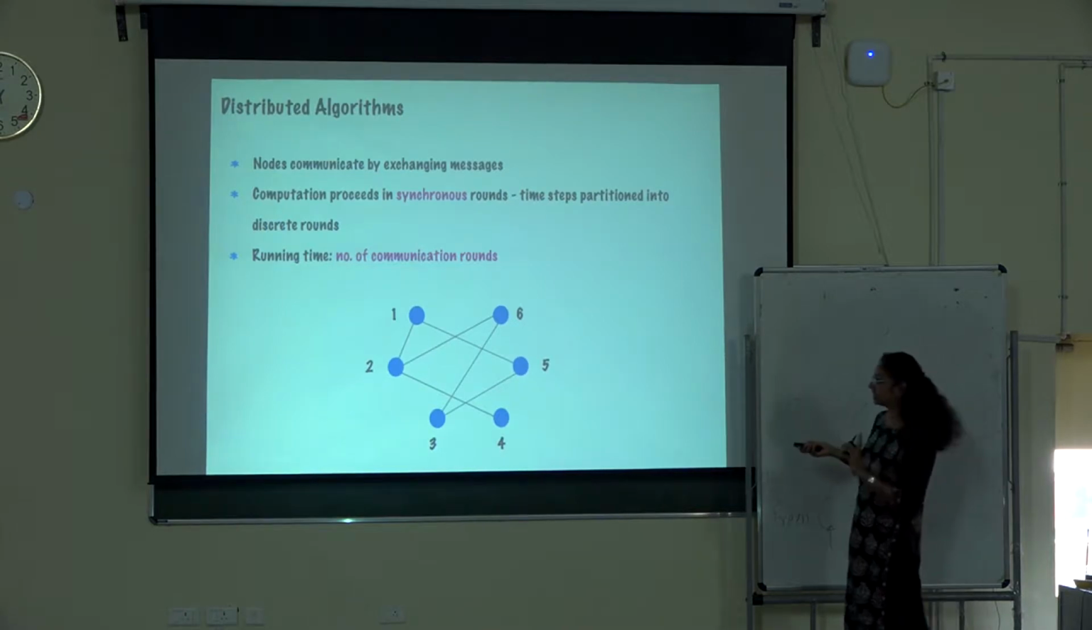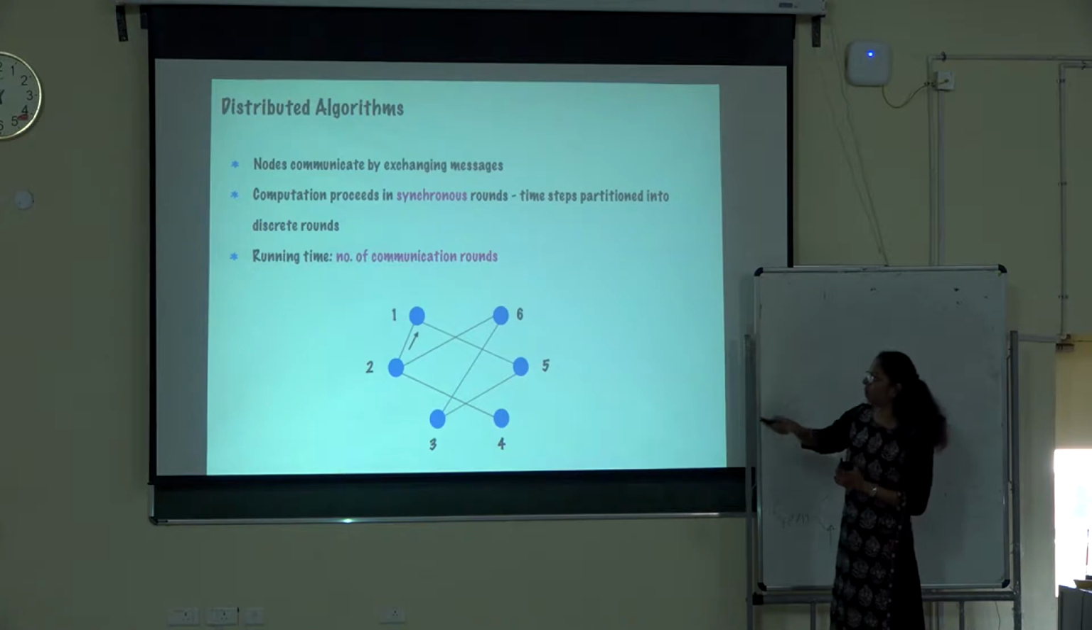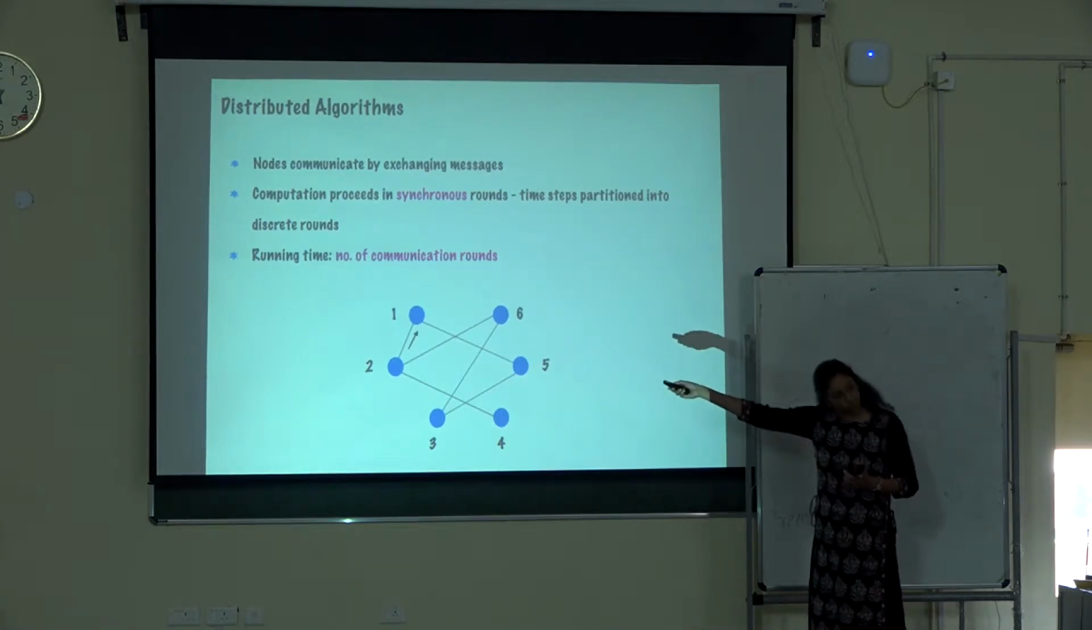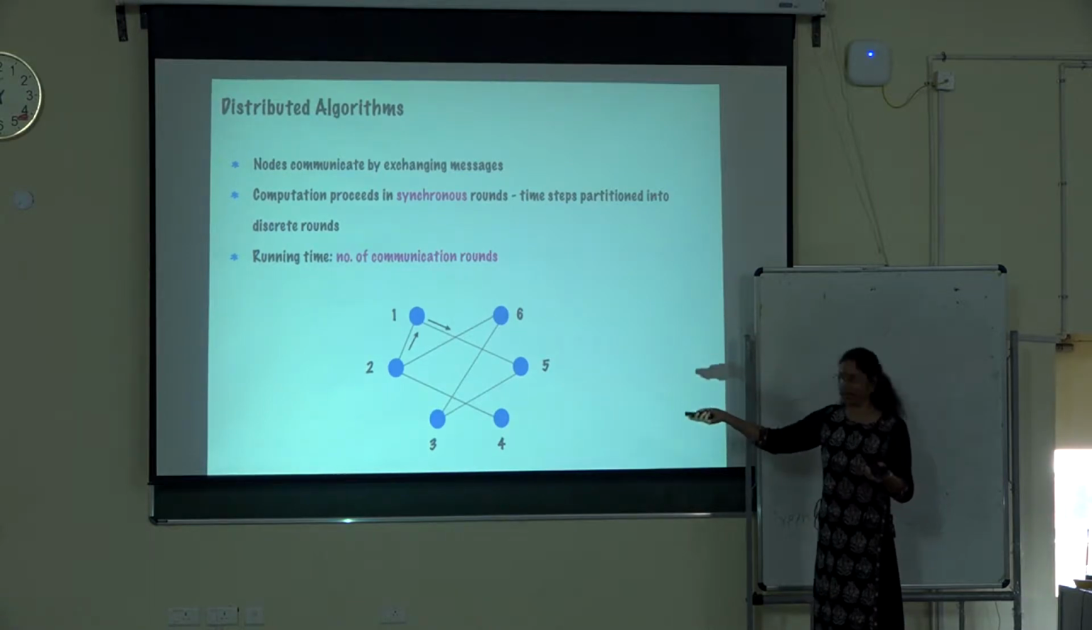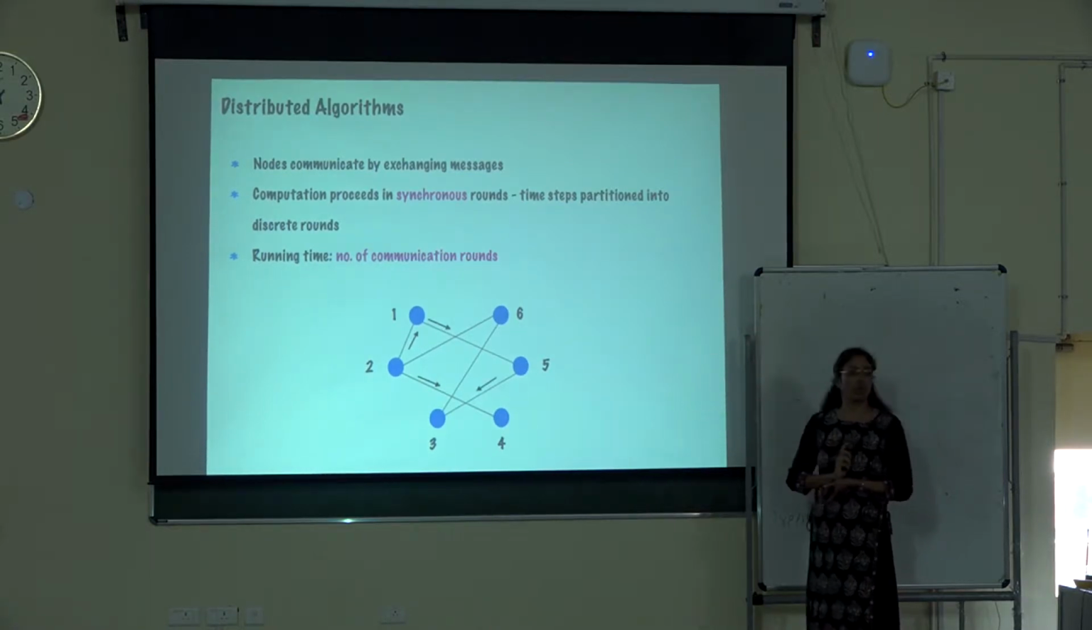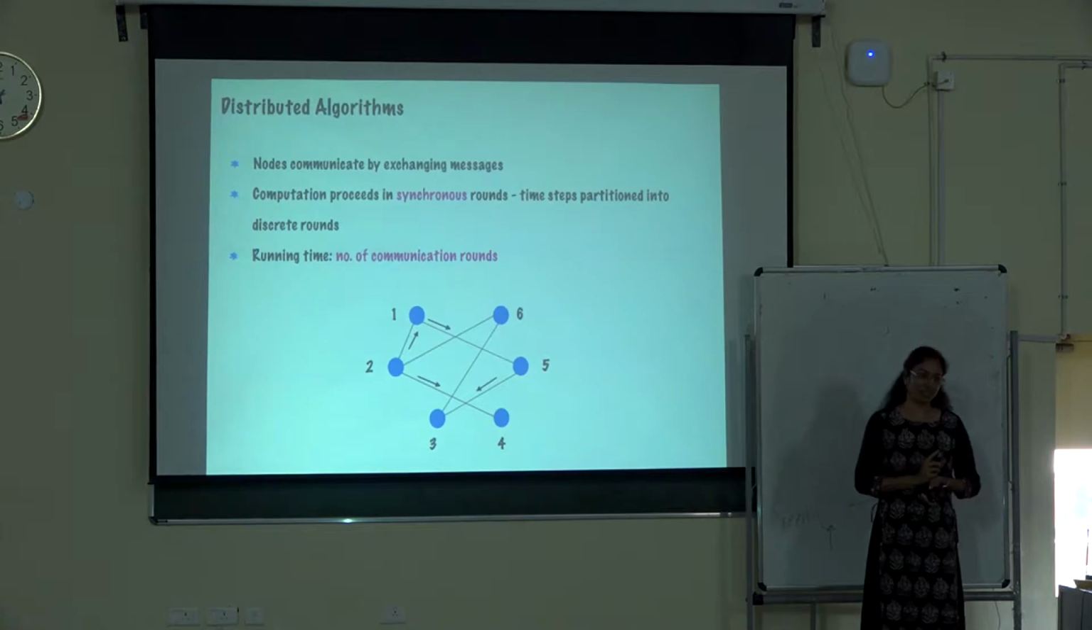Okay? So let me just explain with this. So we have again a 6-node graph. In one round, vertex 2 can send some message to 1. It's its neighbor, so it can do it. And 1 can send to 5, it's fine. 2 to 4, and so on. So this is how the communication happens. Okay?